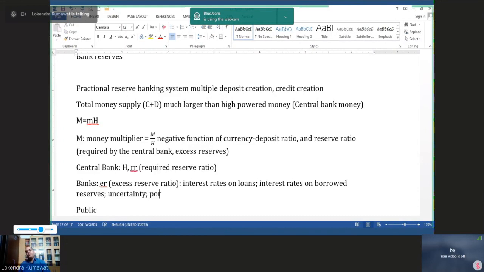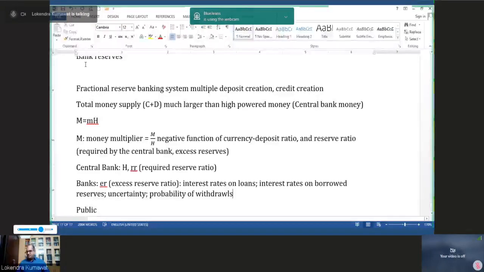Finally, probability. If banks expect people to withdraw cash, in that case they would like to keep more reserves. So these are the factors which determine excess reserves.